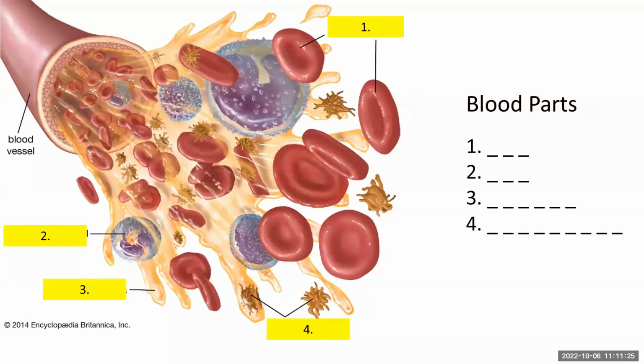Same with the platelets, which is item number 4. Those things are suspended in the plasma and the plasma becomes the vehicle. So we're going to talk about each one of these parts individually now, and we're going to talk about the tests we run to assess their value.